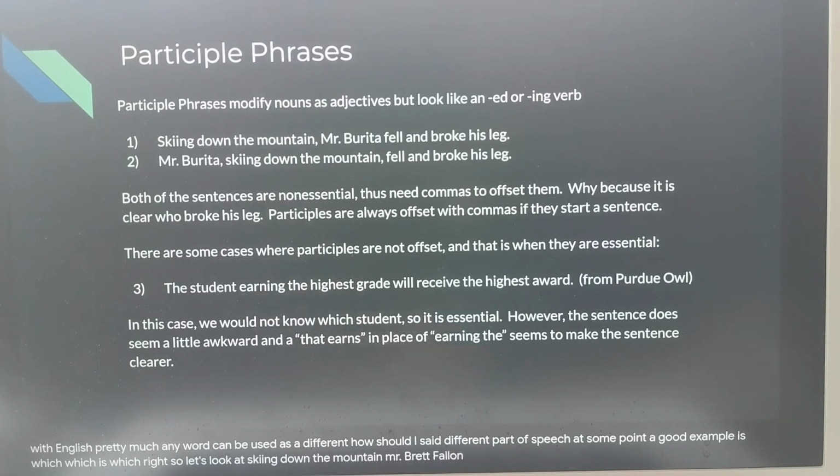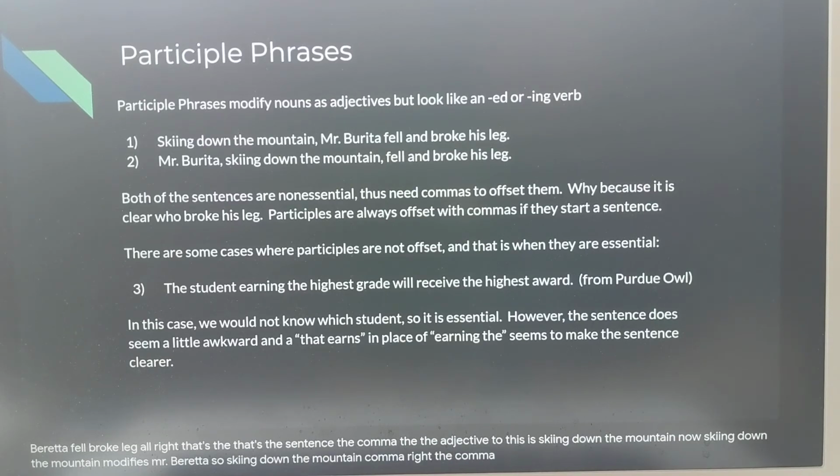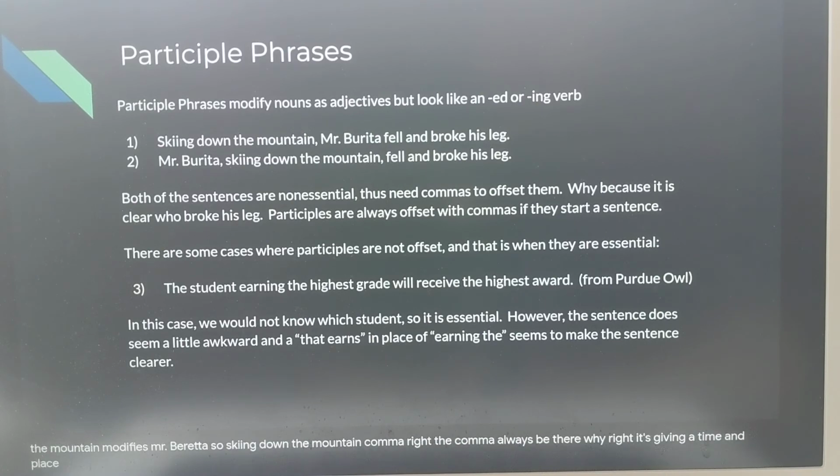Mr. Breda fell and broke his leg. So the sentence really is the action. Breda fell, broke leg. All right, that's the sentence. The adjective to this is skiing down the mountain. Now, skiing down the mountain modifies Mr. Breda. So skiing down the mountain, comma, right? The comma will always be there. Why? Because skiing down the mountain is non-essential, right? It's giving a time and place that what happened to Mr. Breda prior to falling and breaking his leg.